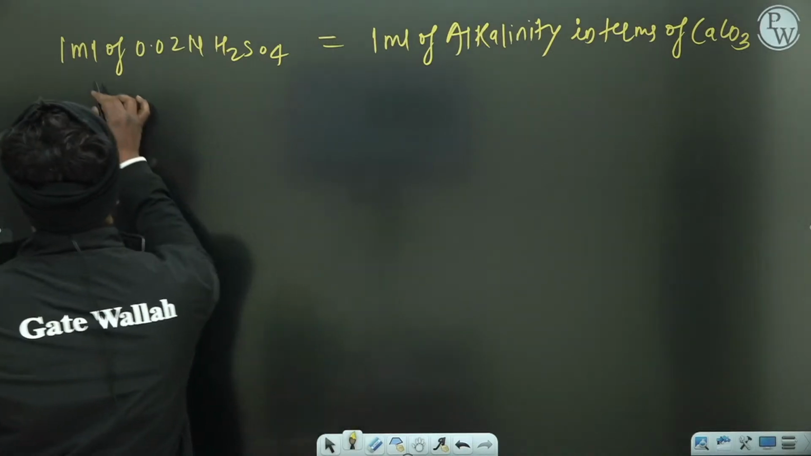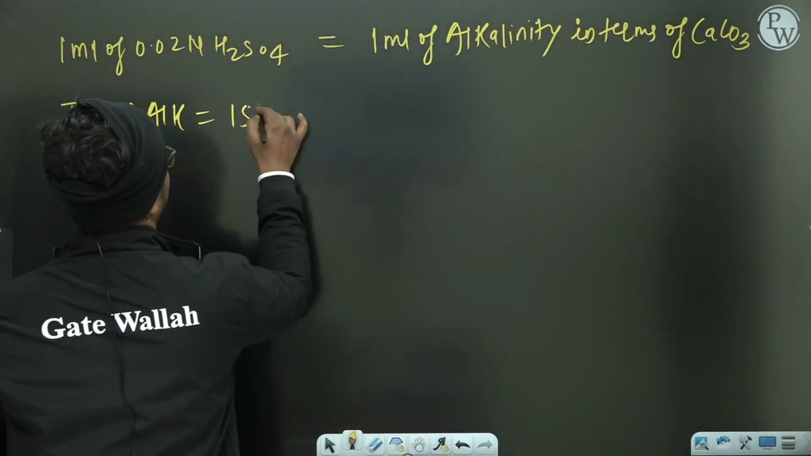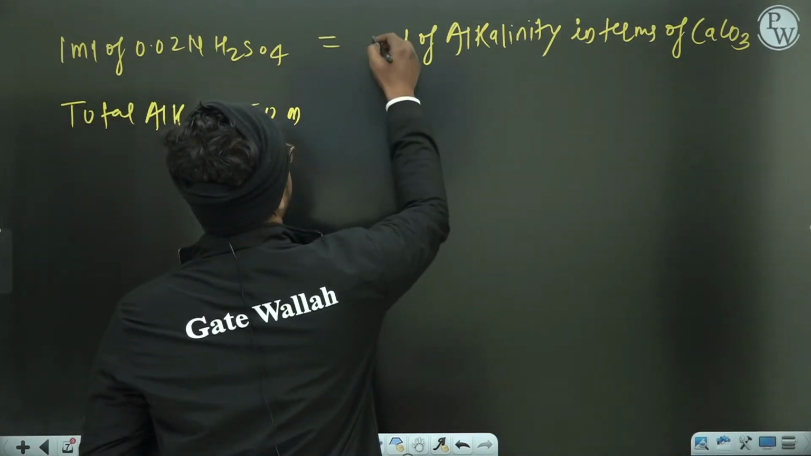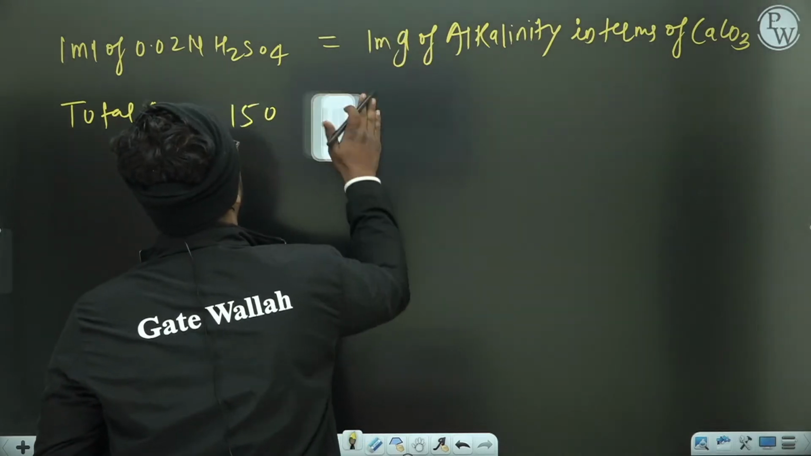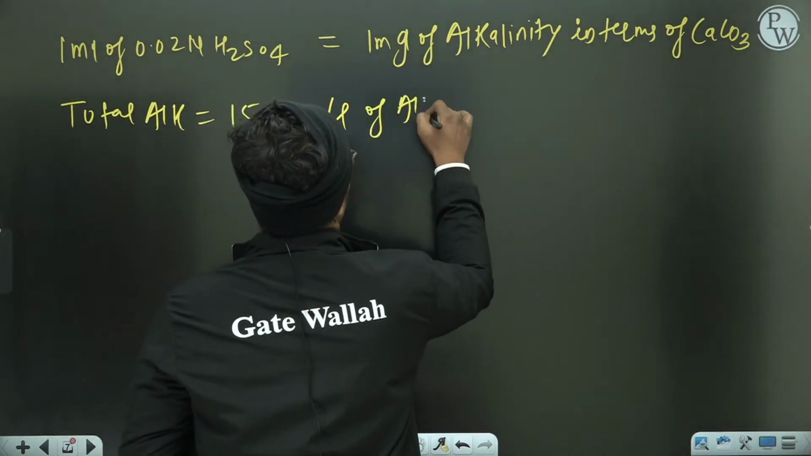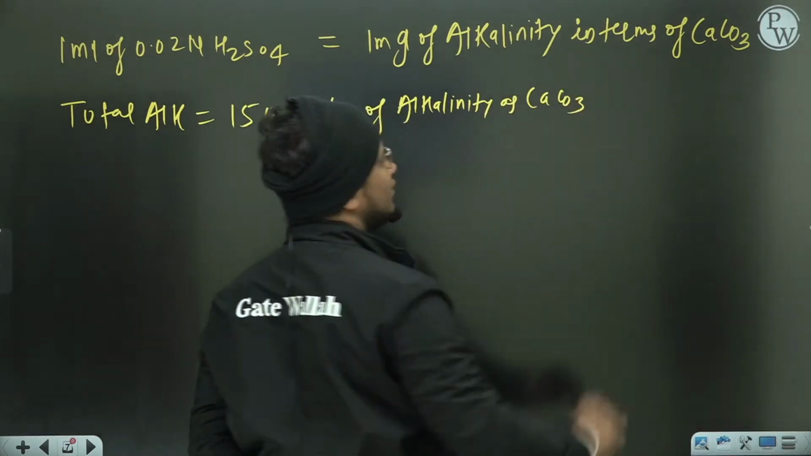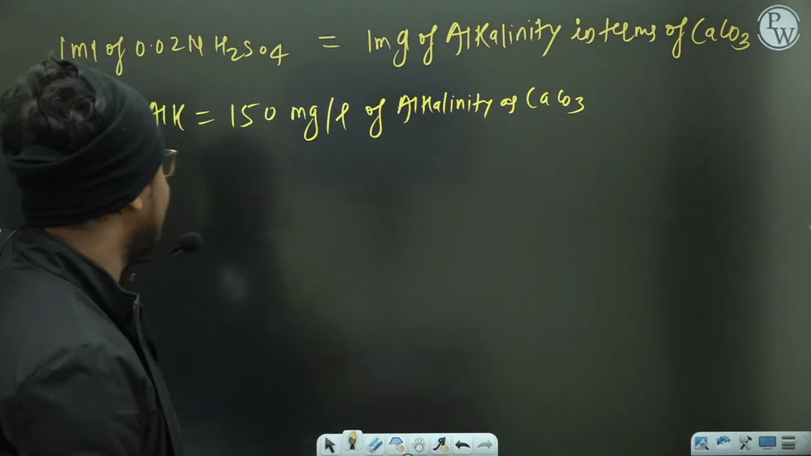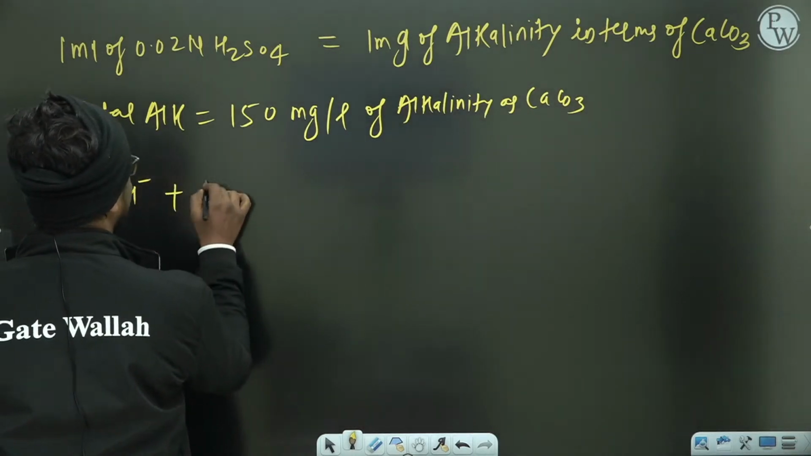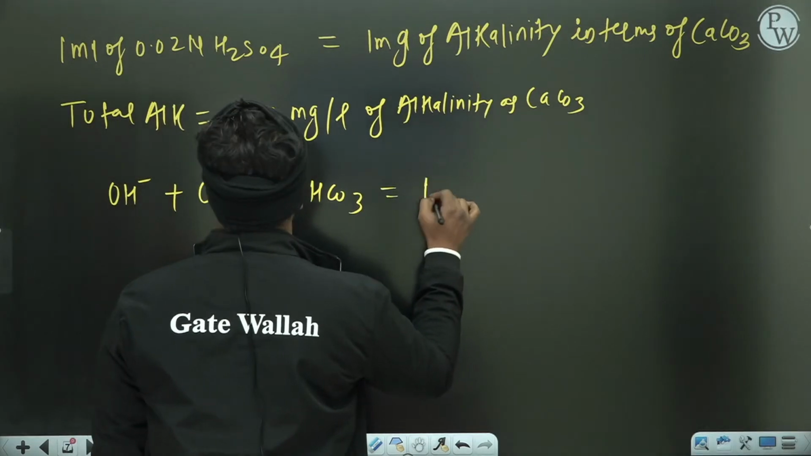Now that means total alkalinity will be 150 milligram per liter as CaCO3. We got the total alkalinity basically. Now, total alkalinity means what? It will be OH minus plus CO3 2 minus plus HCO3 minus. These are equal to nothing but 150.